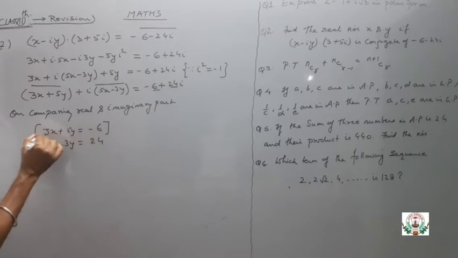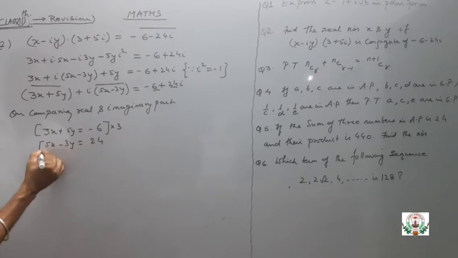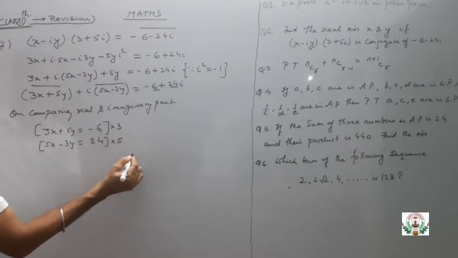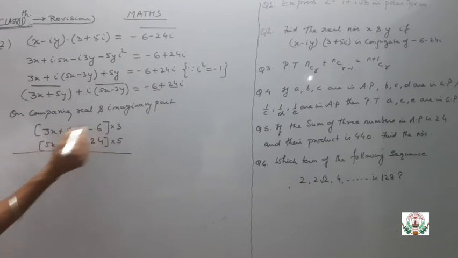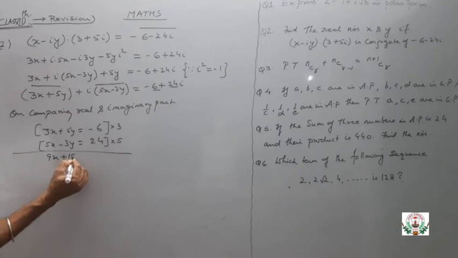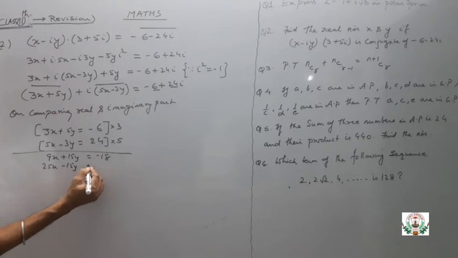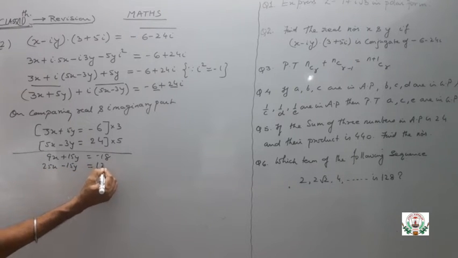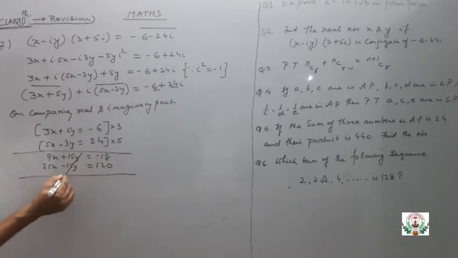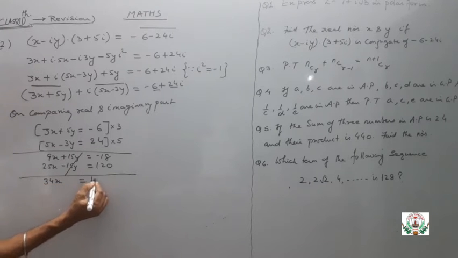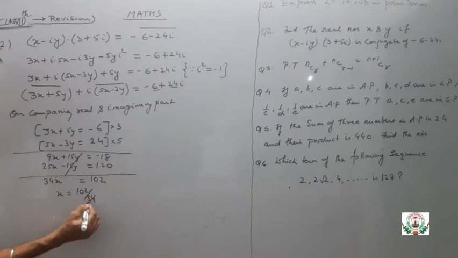We multiply the first equation by 3 and the second equation by 5 to eliminate the variable y. So 3 into 3, 9x plus 15y equals minus 18, and 25x minus 15y equals 24 into 5, which is 120. Adding, the y terms cancel out. This will be 34x equals 102. So x will be equal to 102 upon 34, which equals 3.